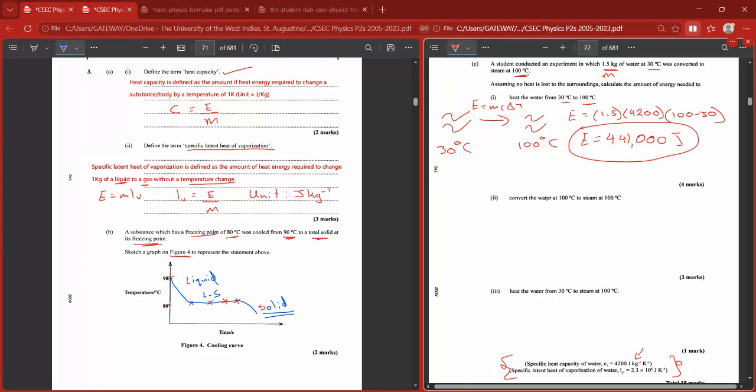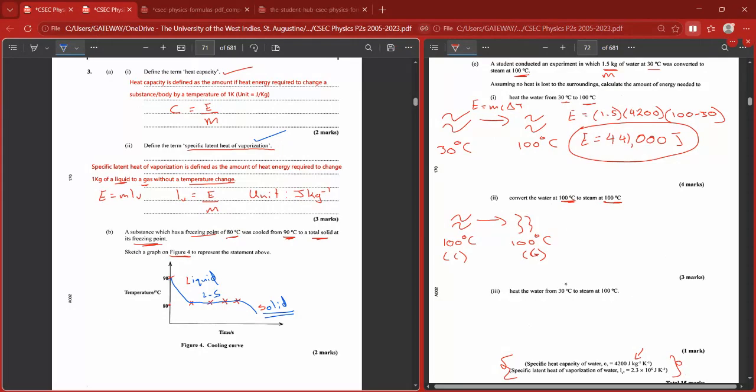Right? Now part two, they say to convert the water at 100 degrees Celsius to steam. So we have liquid water at 100 degrees Celsius, and we're converting this to steam. Same temperature, 100 degrees Celsius. So this is liquid, and this is gas. Right? So you have a change in state, no change in temperature. You're changing from liquid to gas. So we just learned about specific latent heat of vaporization. And look, they give it to me here. Specific latent heat of vaporization of water is 2.3 by 10 to the power of 6.